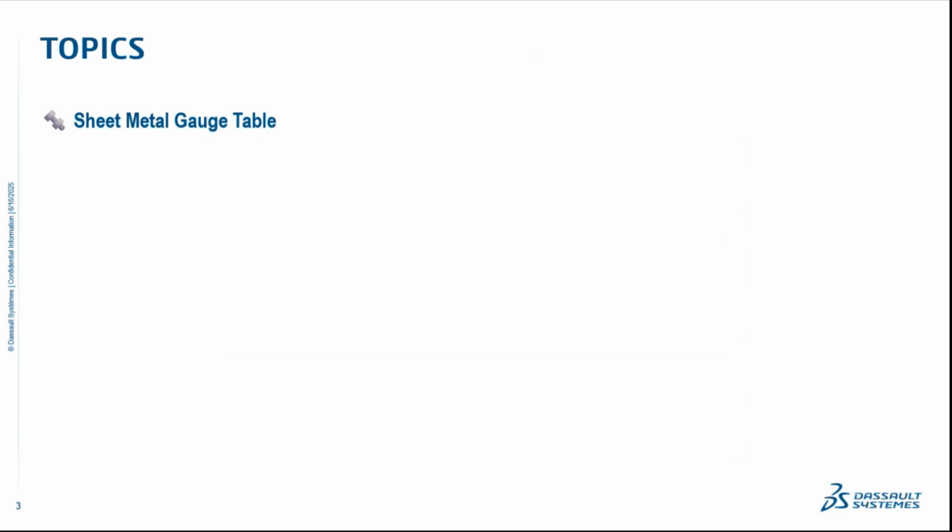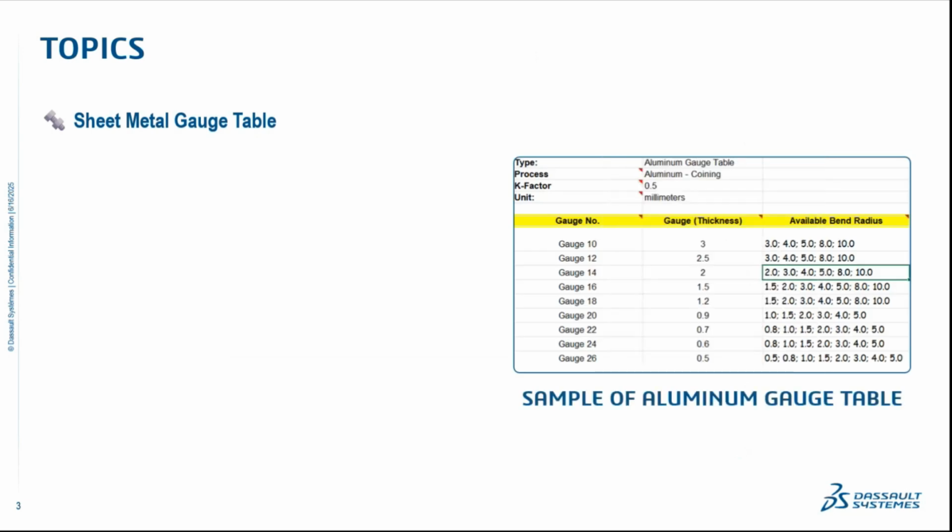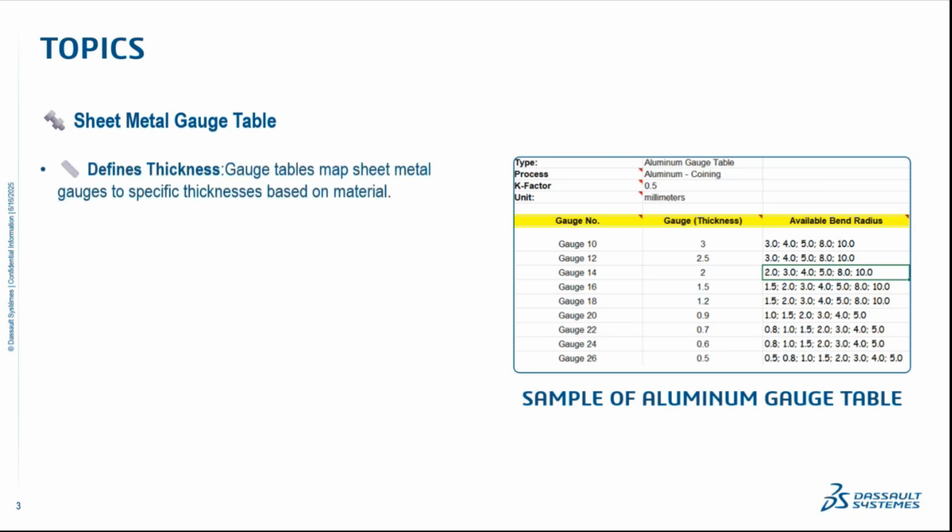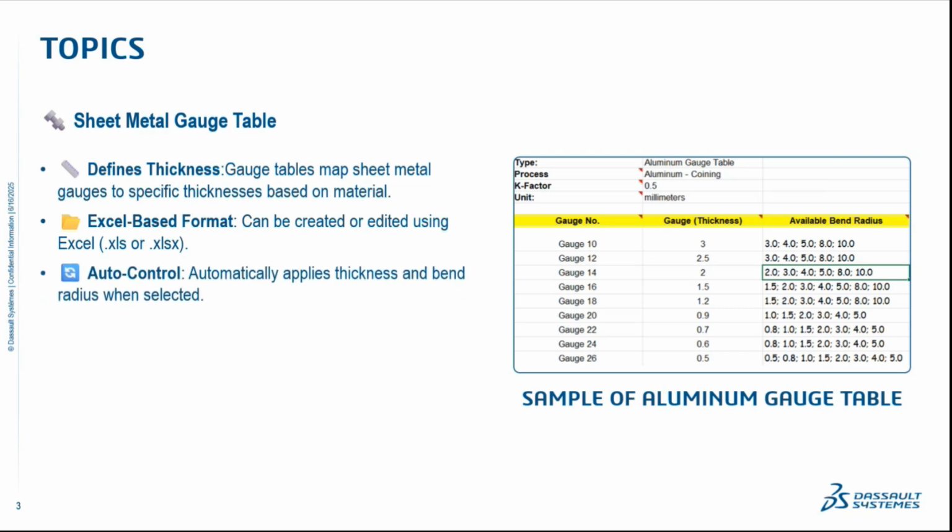What is a gauge table in sheet metal? A gauge table in sheet metal is the thing that controls the parameters in sheet metal, which are thickness, bend radius, and K factor, and we can create different gauge tables in which we define our thicknesses. It's Excel based, so we can modify it as per our company standards, and we can add to it also. Customizing it is totally automatic. You just need to select the right gauge for the product you are going to be designing.